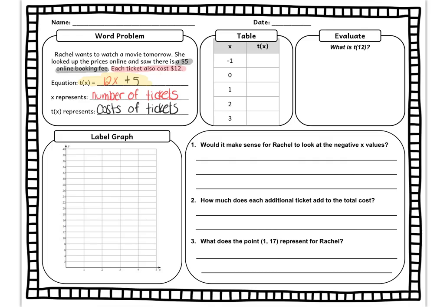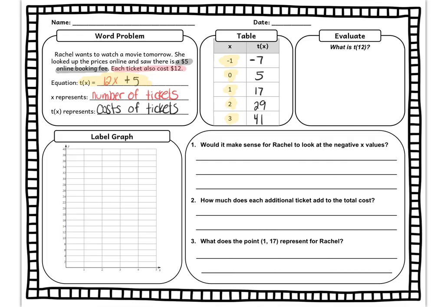So now we can use this information to create a table. You can create a function table by using a graphing calculator, or you can create a function table by replacing X multiple times, first with -1, then with 0, then with 1, then with 2, then with 3. So by creating my table for my equation, I have an output for each of the X values.